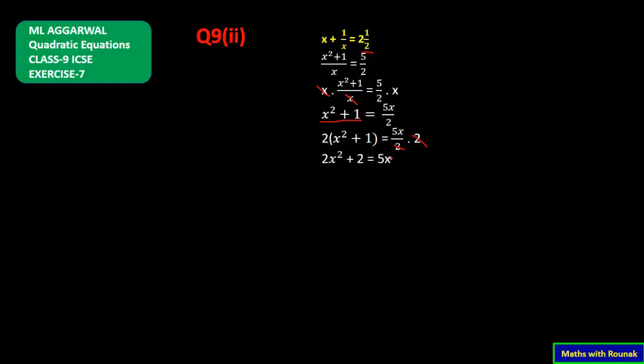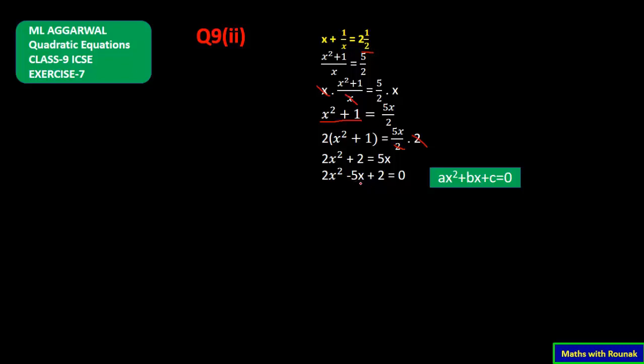Now we can transpose 5x to the left hand side. After transposing, the required equation will be 2x squared minus 5x plus 2. Now our quadratic equation has come in the form of ax squared plus bx plus c. So now we can continue to split the middle term.